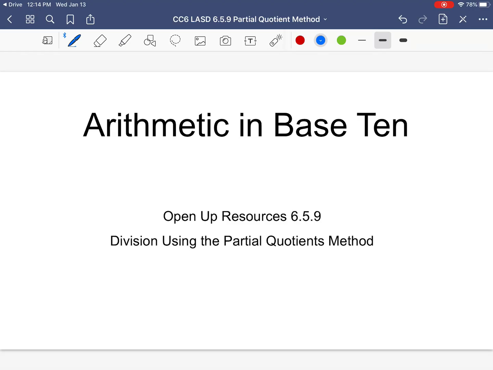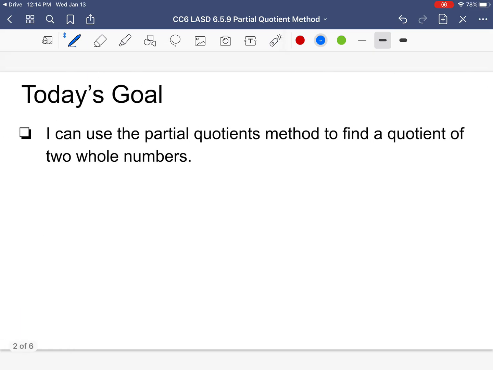Welcome to today's lesson, which is about division using the partial quotients method. The goal of today's lesson is that you can use partial quotients to find the quotient of two whole numbers. So you're going to learn how to use the partial quotients method to divide one number by another number.